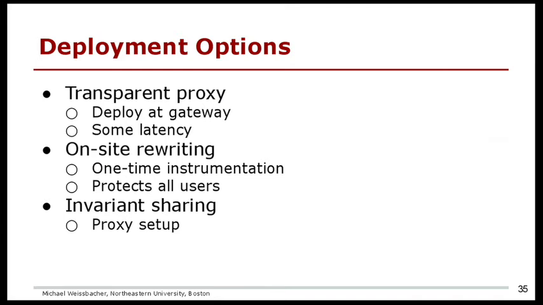Okay, so ways to deploy ZigZag. We came up with 3 ways to use this. The first one is this transparent proxy, which we described before. So we can deploy this at a gateway, and while the users are browsing over this, we are rewriting the code with ZigZag. However, there's some latency involved, so we have to check the code while it arrives and rewrite it. But more on this later.